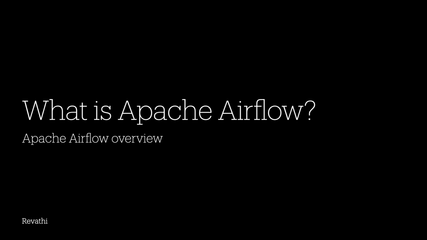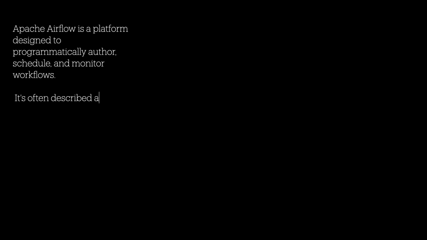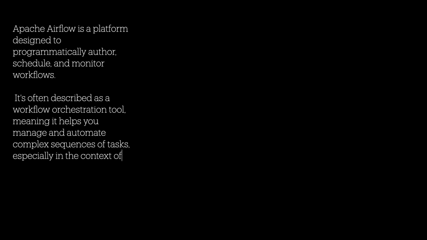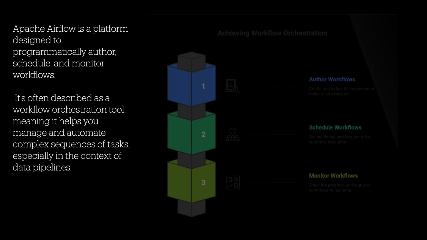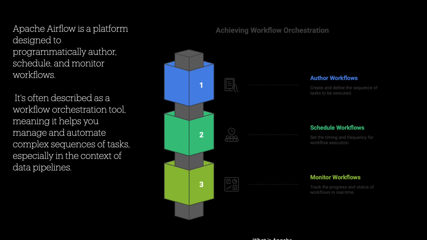Let's begin with the definition of Apache Airflow. Apache Airflow is nothing but a platform designed to programmatically author, schedule and monitor workflows. It is also called an orchestration tool that helps manage and automate complex tasks, especially in the context of data pipelines. So, as part of orchestration, we have already talked about authoring.